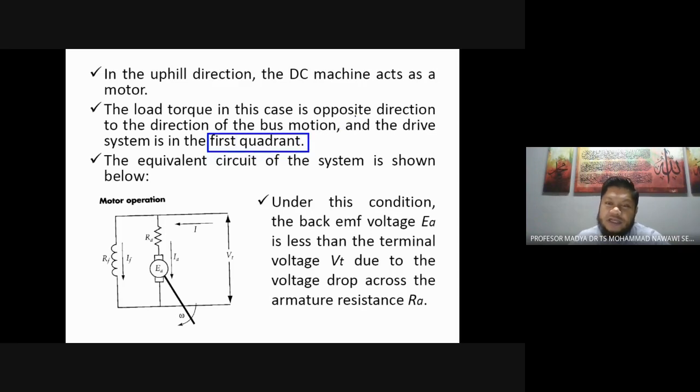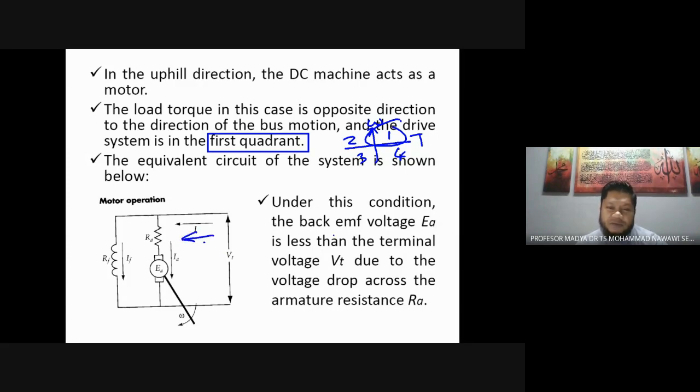Great. So quickly, when you talk about the first quadrant, you have to draw in your mind these 4 quadrants. So 1, 2, 3, 4. You have omega, you have torque here. So you are in this right quadrant. So this is the equivalent circuit. If you have a shunt connection, it's a shunt connection. So Ia goes to that, the motoring.